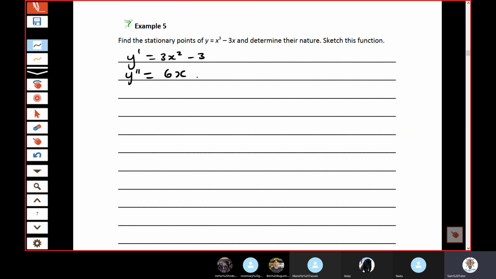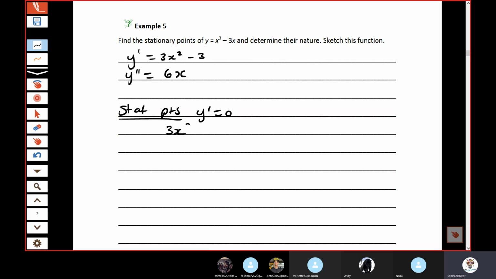Then we write stat points. Stat points. We underline it. We write y dash equals 0. So that way, you'll never forget stationary points is y dash equals 0, and it just looks neat. It shows us that that's where it started. How do we find stationary points? Yeah, y dash equals 0.